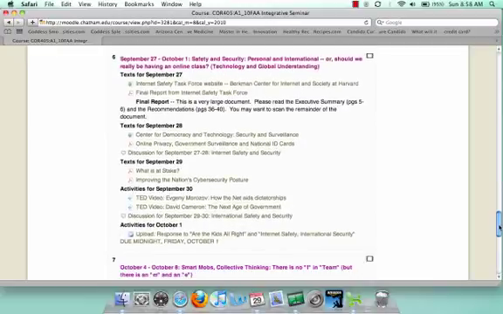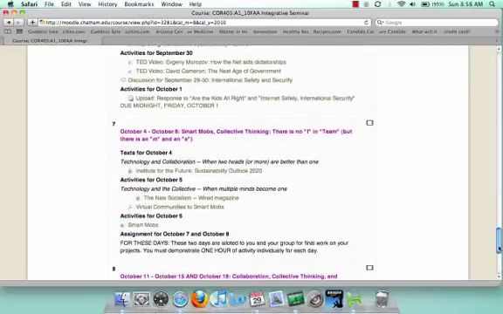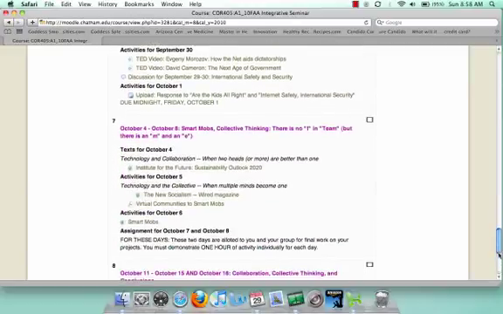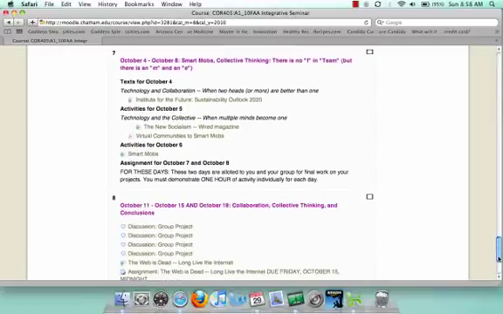The week of September 27th, technology and global understanding. How safe are we? Should we really be having this class online, and are we secure as we do so? The week of October 4th to October 8th, one of my favorite topics, which will be smart mobs and collective thinking. And as my younger son told me once, I told him there is no I in team, but he pointed out, yeah, Mom, but there's an M and an E. So where do the various ideas of collaborative work, collective thinking, and the individual all come together, and how do they clash?